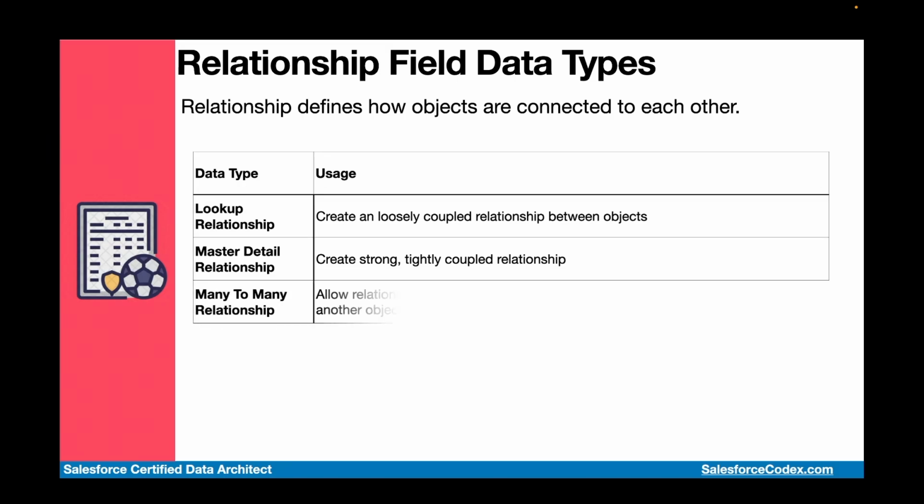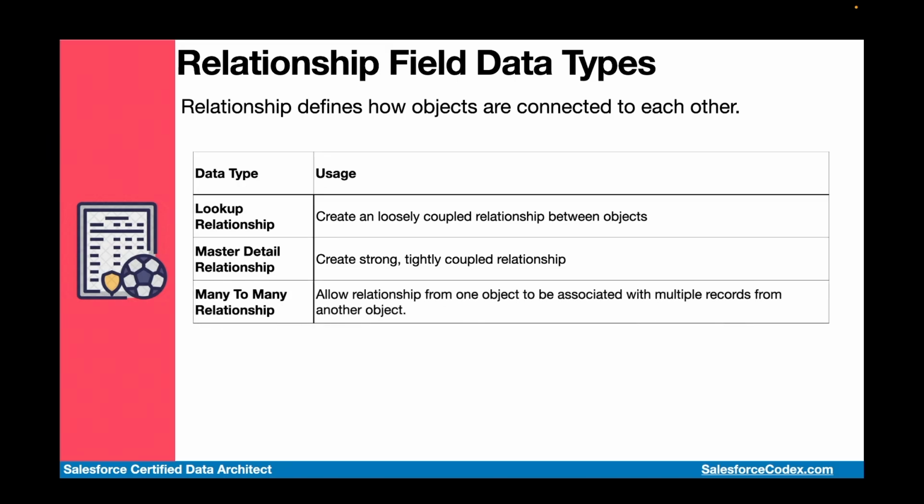Then we have the many-to-many relationship, which allows one object to be associated with multiple records from another object. By default, Salesforce doesn't provide a many-to-many relationship, but as a workaround, we can use a junction object to create one. We will go into detail on the junction object in another video.